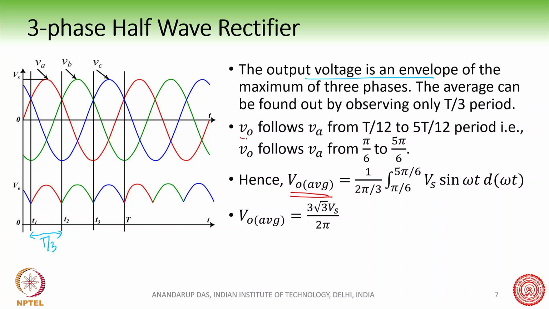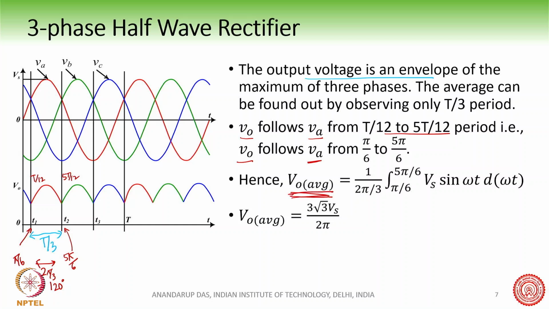As you can see here, we have written V0 or V output follows VA from T by 12 to 5T by 12. T by 12 means this is pi by 6, so this is pi by 6 to 5 pi by 6. The conduction period is 2 pi by 3 or 120 degrees. So V0 follows VA from pi by 6 to 5 pi by 6. Therefore we can find out what is the average voltage.